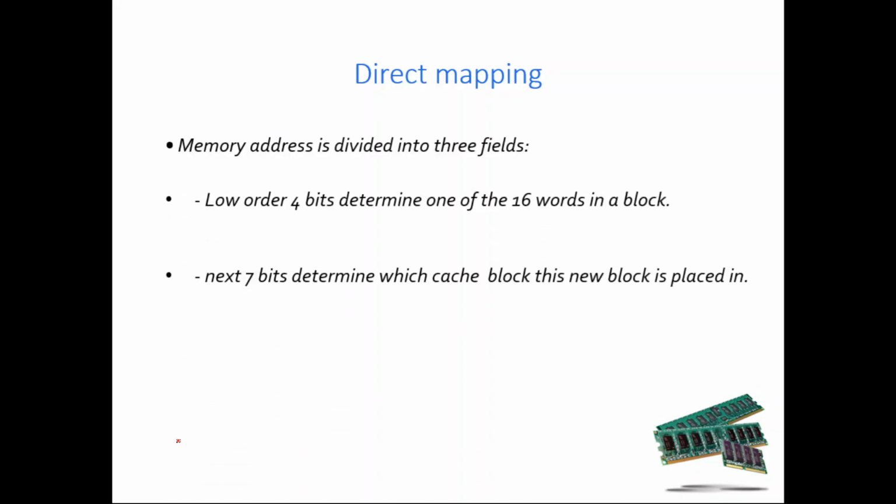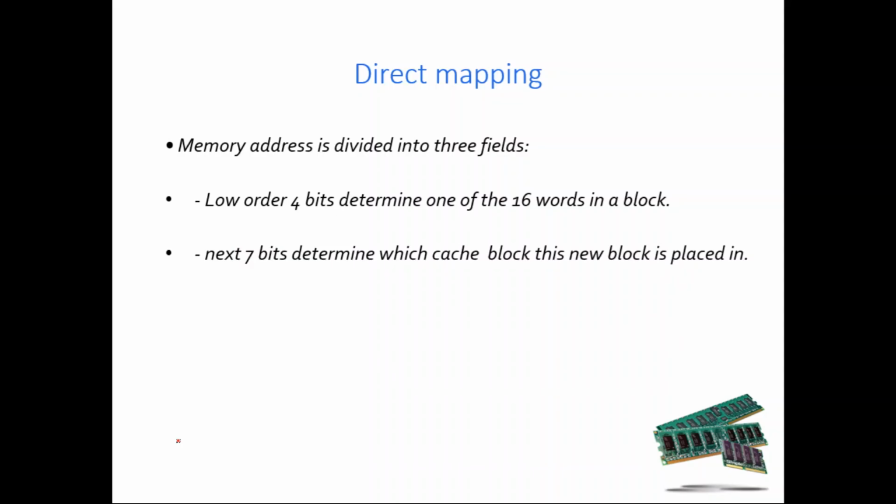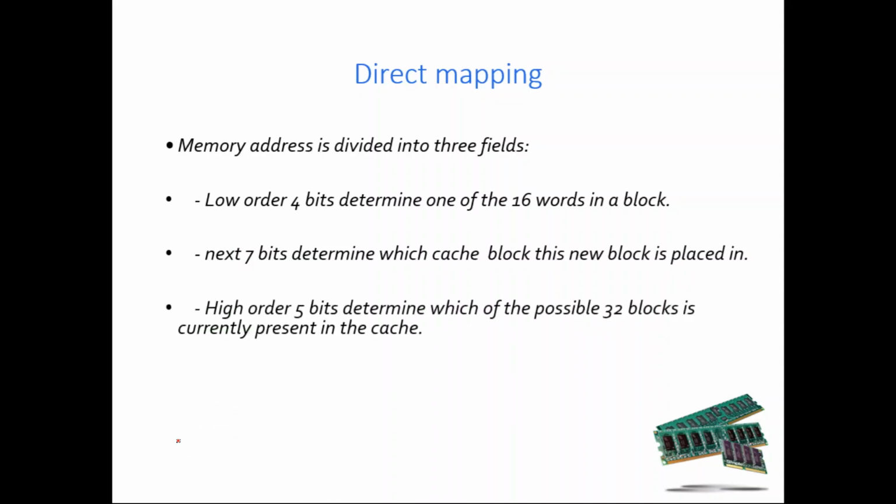Whatever we have discussed was explained here. The lower order 4 bits determine the 16 words, the next 7 bits determine which block is in the cache, and the higher order 5 bits determine which of the possible 32 blocks is currently present in the cache. So any 32 sequence of blocks can be in the cache memory. 128 blocks can be there, but from 4096 it can be any of the sequences. Which sequence is identified by these last 5 bits. These last 5 bits are also called tag bits.